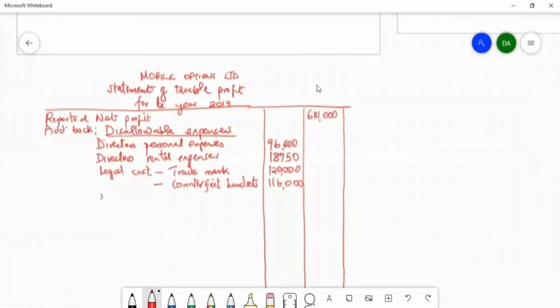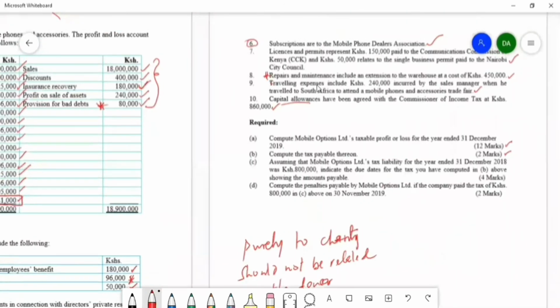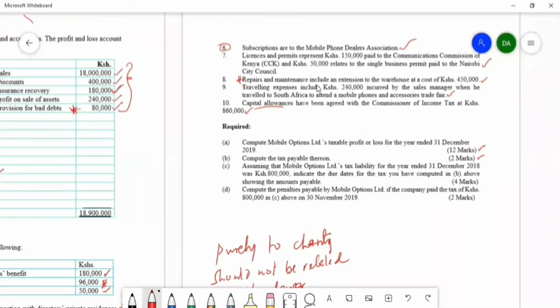So we have extension to warehouse, $450,000. Next one, we have traveling expenses. We said this is allowable. And lastly, we have this item. This is also an allowable expense.